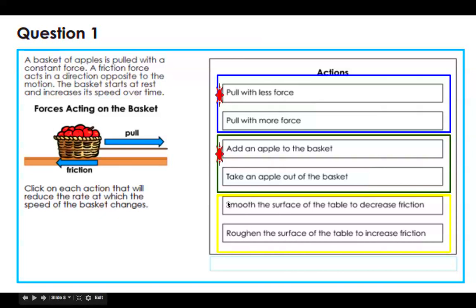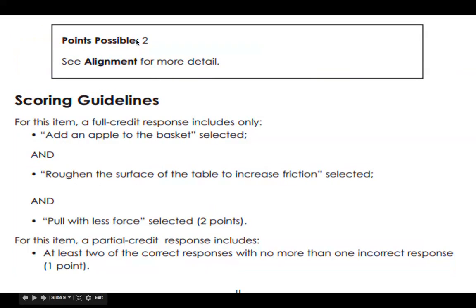And then I've got these two. I can smooth the surface to make friction less, or I can rough the surface to make friction more. Which one would reduce the rate of the basket? If you were thinking roughen the surface to increase friction, you are correct, right? If I have more friction, it's harder to pull. When it's harder to pull, I may pull that slower. I could definitely reduce the rate at which the speed of the basket is changing.